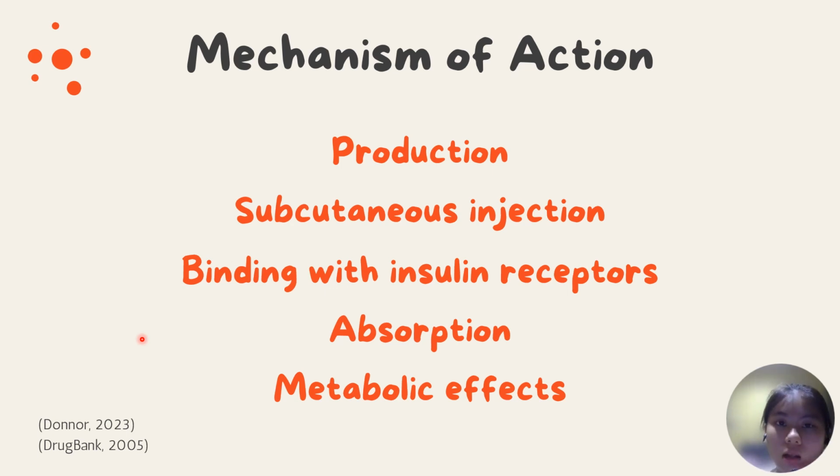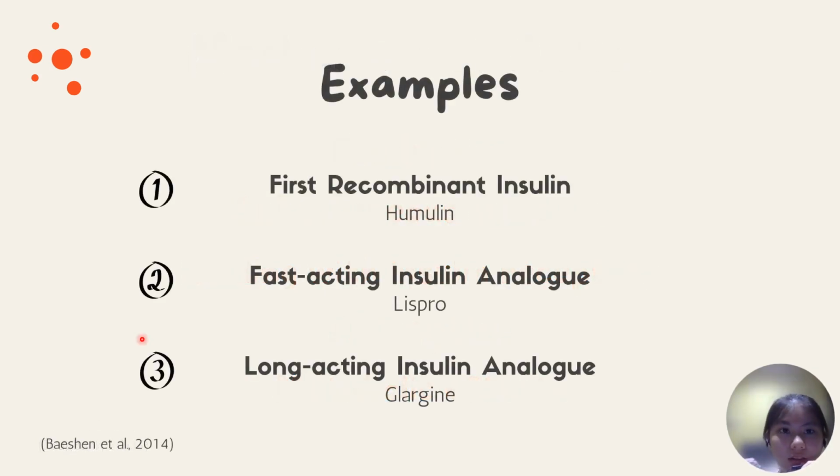Once the insulin is absorbed, it regulates various metabolic processes such as protein synthesis and inhibiting the breakdown of stored glucose and fat. Moving on to the example, the first recombinant insulin approved in 1982 is the Humulin. However, these subcutaneously injected recombinant insulins usually have a slow onset with peak plasma concentration after 2 hours of injection and a longer duration of action that lasts for 6 to 8 hours. Hence, fast-acting insulin analog was developed.